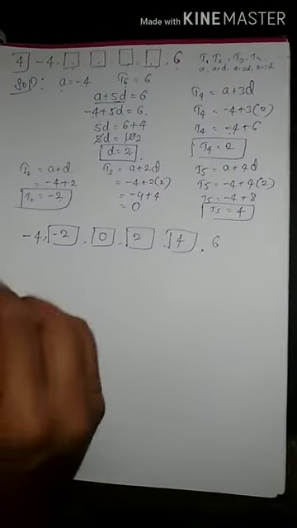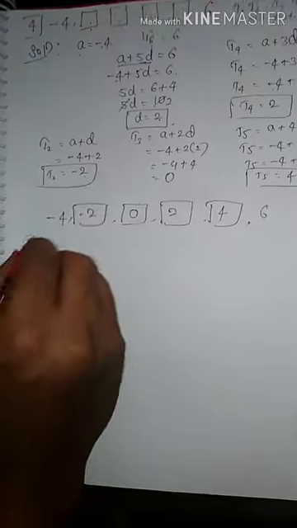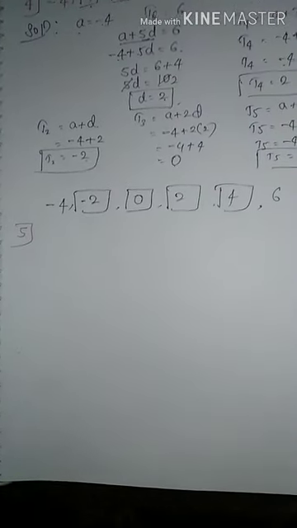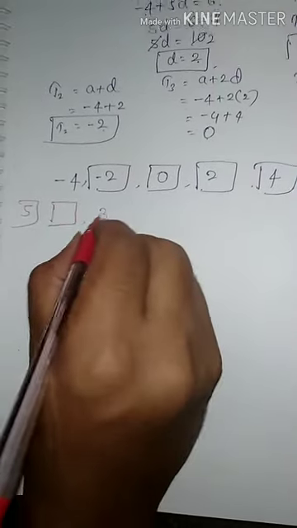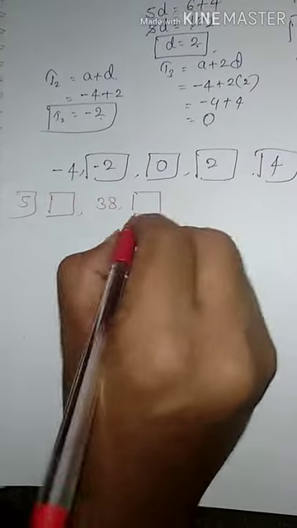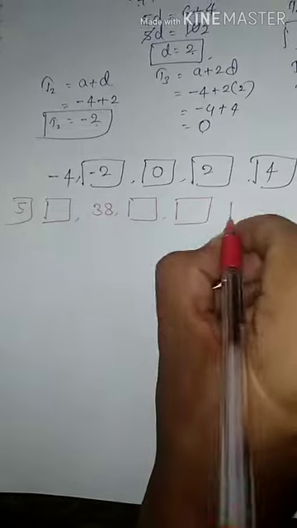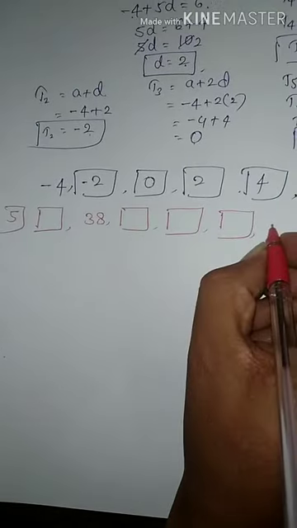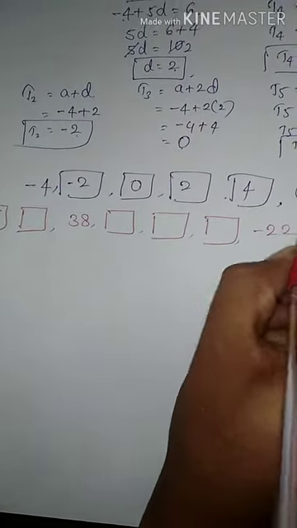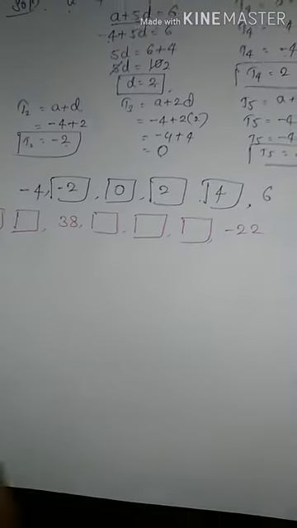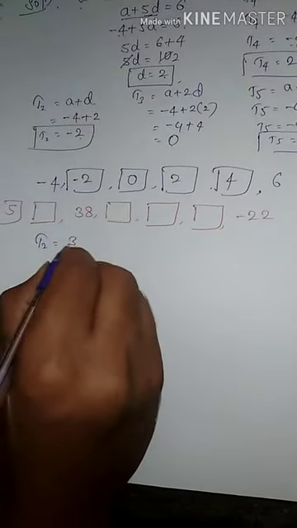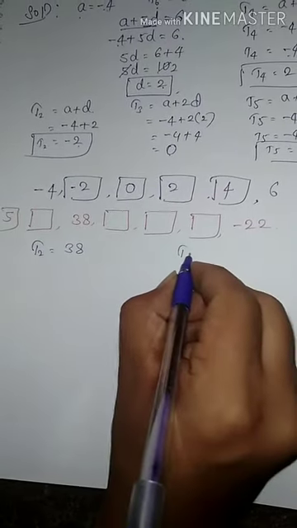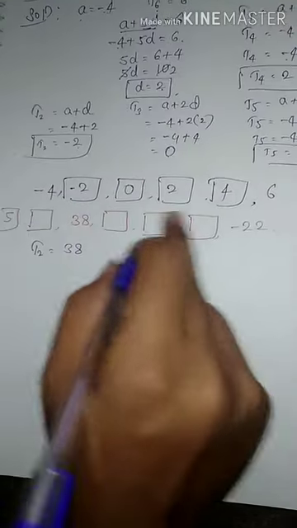The next fifth one. First term is missing, don't know, and the second term is 38. Third term is missing, don't know. Fourth term is missing. Fifth term is missing, and the sixth term is minus 22. So T2 is given. T2 is 38 and T1, 2, 3, 4, 5, 6.